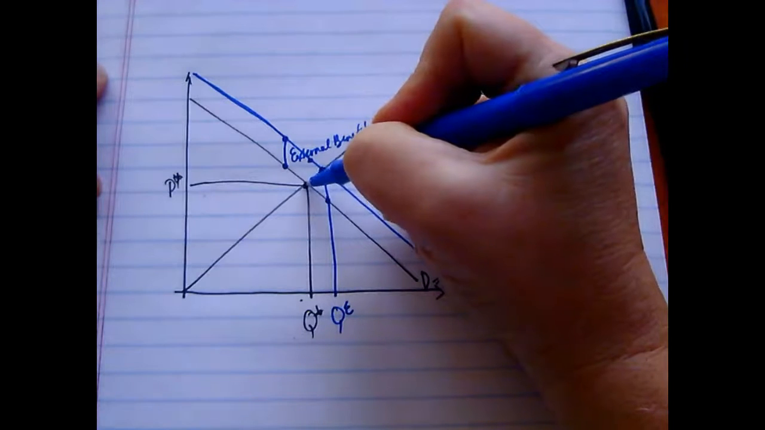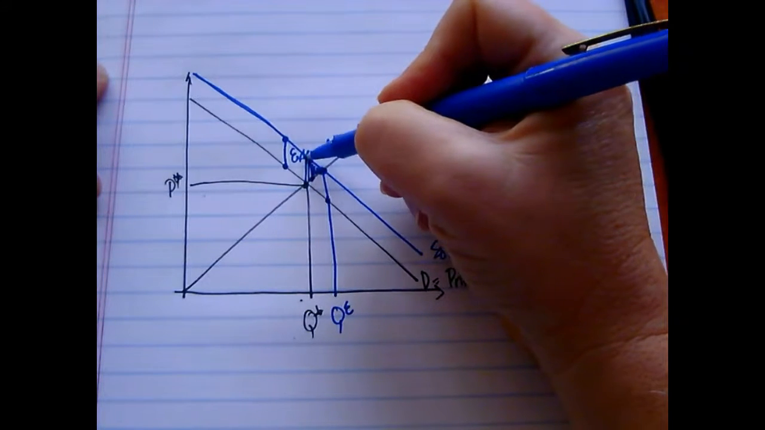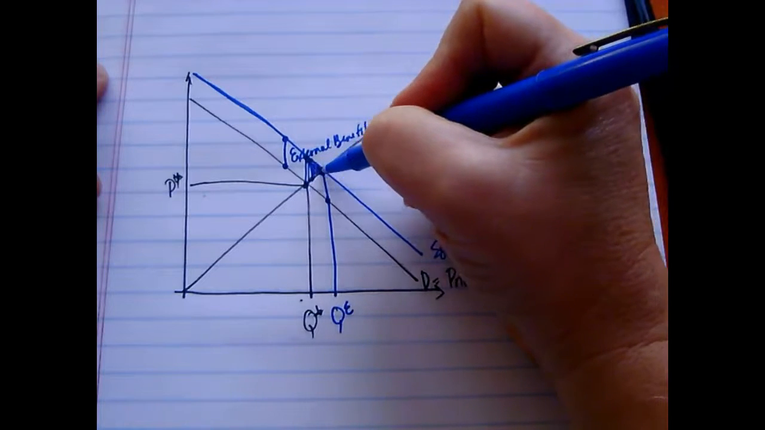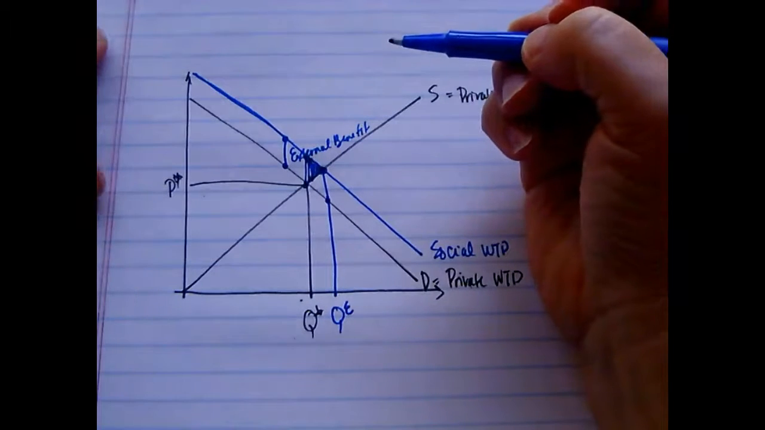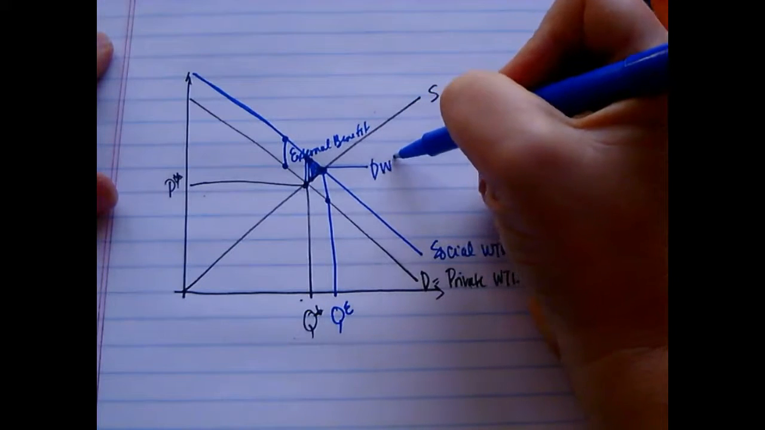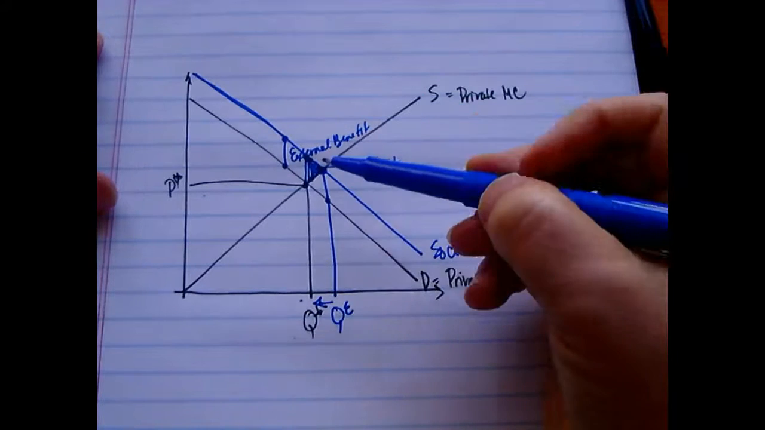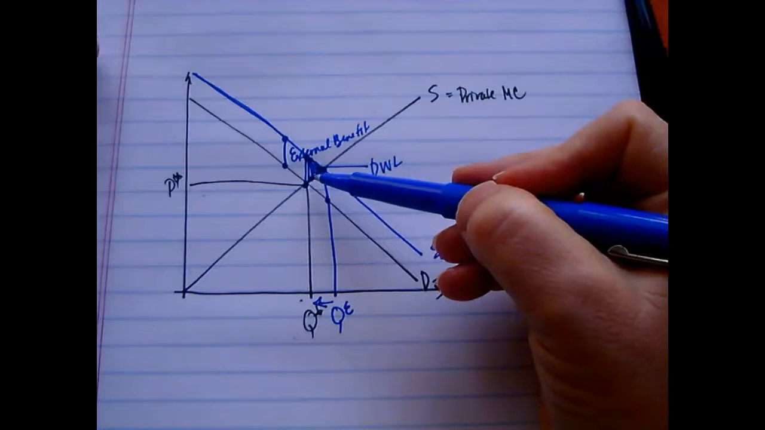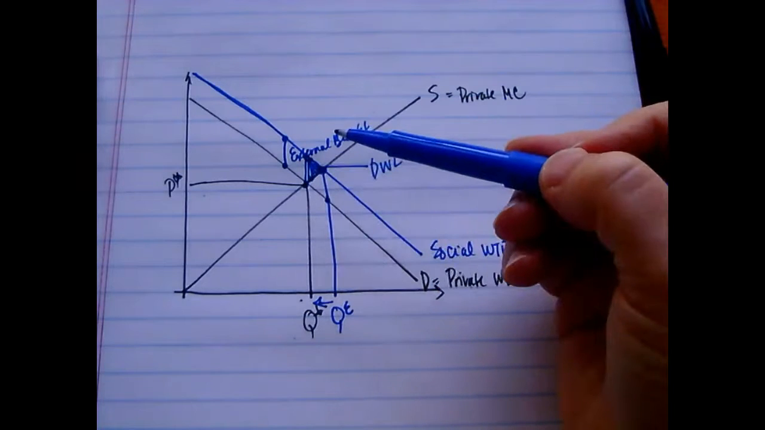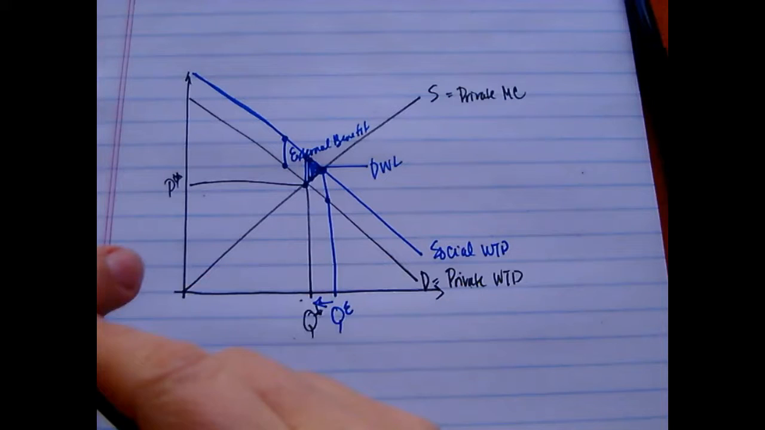And so if we were just consuming at Q star, we'd have these units here where total social benefit exceeds cost, and so we are not consuming enough, and so this is deadweight loss. And it's deadweight loss because essentially we're consuming too little. We're not capturing these possible benefits that we could be getting. And so the way to solve this is to have a subsidy, right?